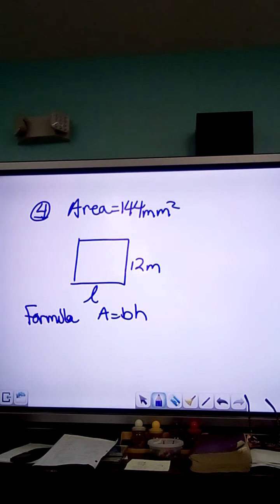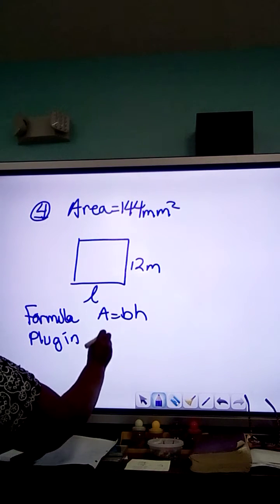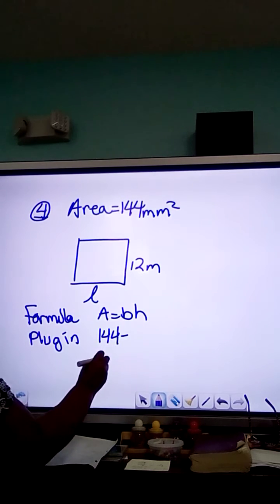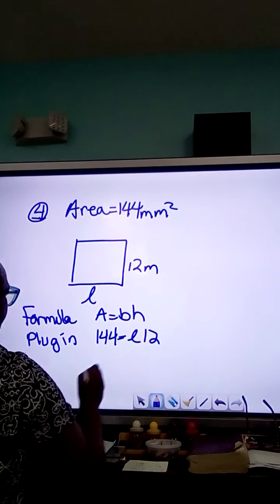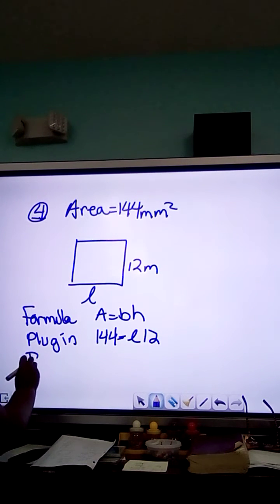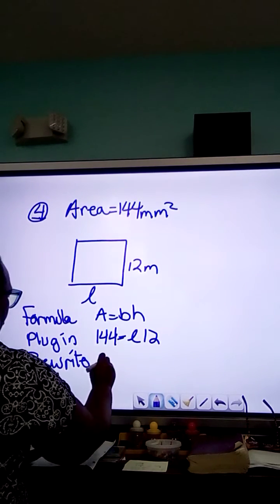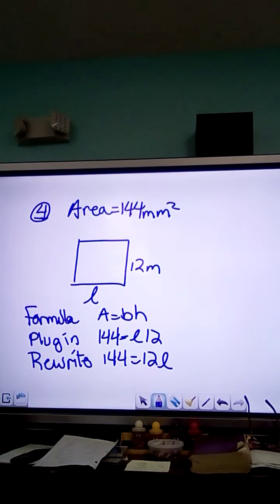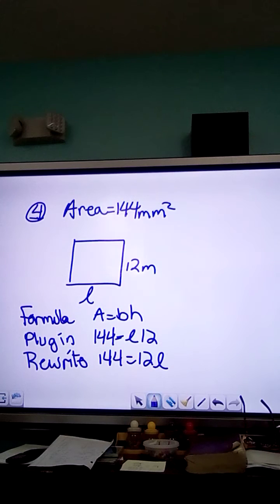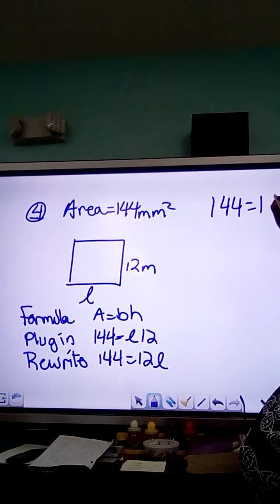All right, from our formula, we are going to plug in. When we plug in, A is 144, B is L, and H, the height, is 12. Okay, in this case, we want to rewrite it so that it is in a readable form. 144 is equal to 12L. Okay, so now from there we want to solve. 144 is equal to 12L.